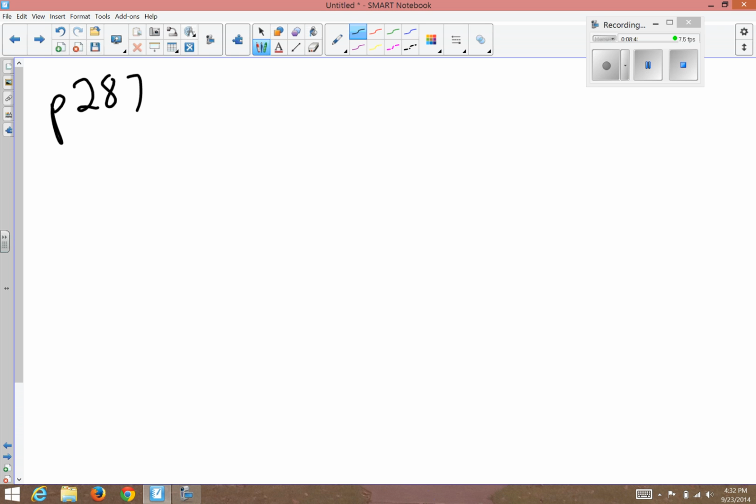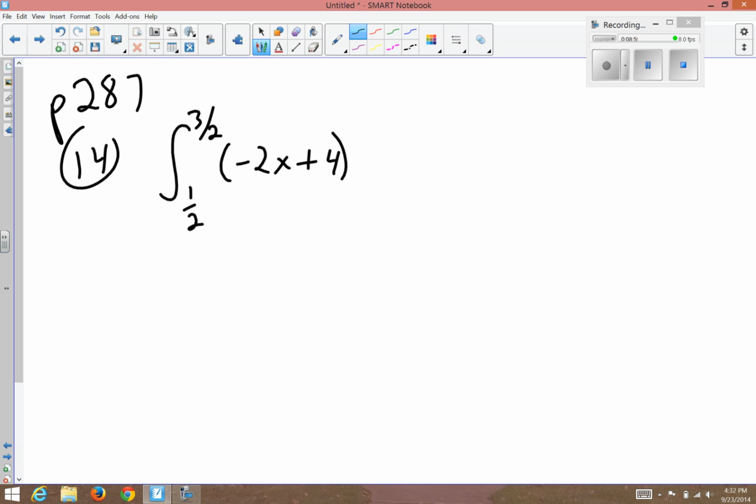It's 287, 14. It looks like this: the integral from 1/2 to 3/2 of -2x plus 4 dx. The dx, or in the last one d theta, is just a symbol that we do nothing with, really. Nothing, except it tells me to make this the x-axis. If it said dz, I would have made this the z-axis.